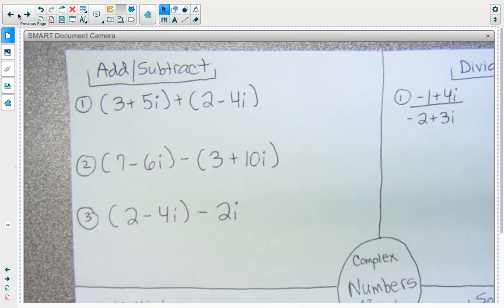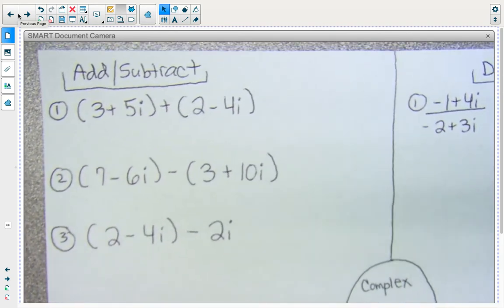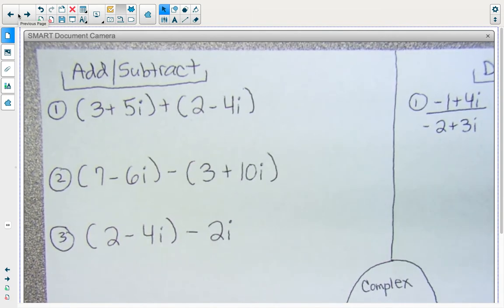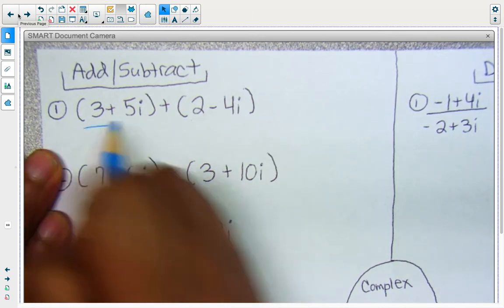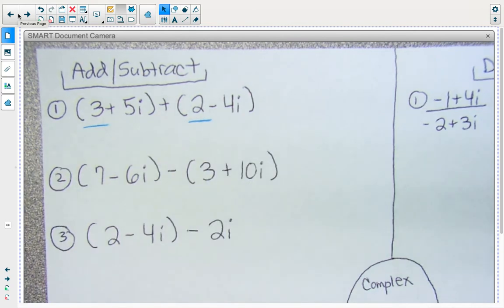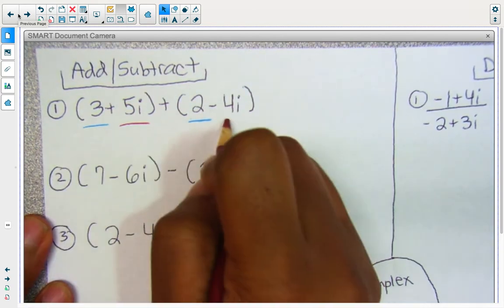So let's start with adding and subtracting. Adding and subtracting these imaginary numbers, keep in mind, i is for imaginary. Adding and subtracting these imaginary numbers simply means you add and subtract like terms. You put the real part of the problem with the real part of the problem. You put the imaginary part of the problem with the imaginary part of the problem. So looking up here, I see real plus real, and then imaginary plus imaginary.